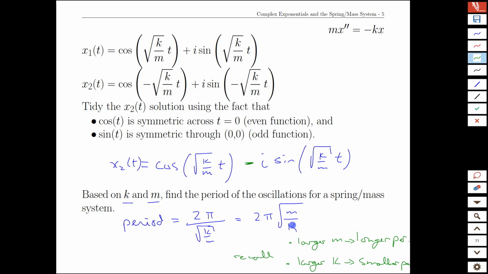And we can see that here. The bigger m is, the bigger the period is. The bigger k is, we're dividing by bigger numbers, so the smaller the period will be.